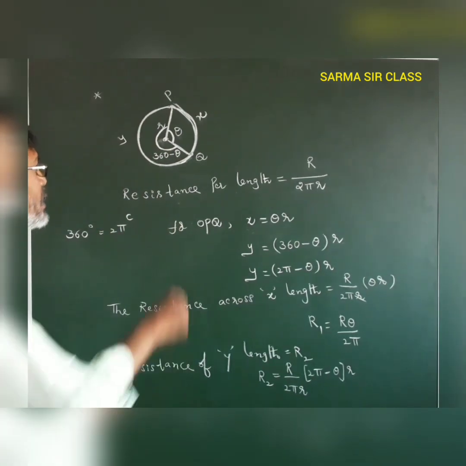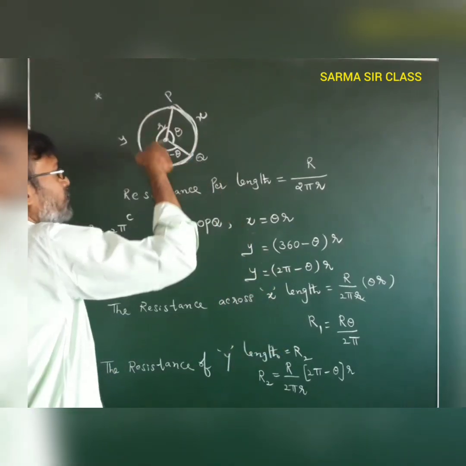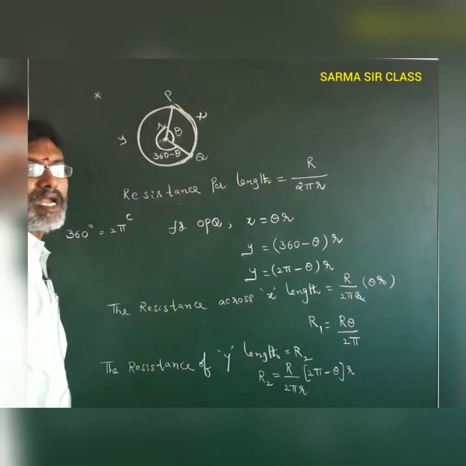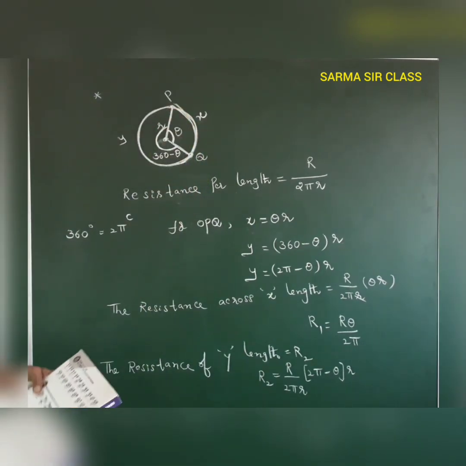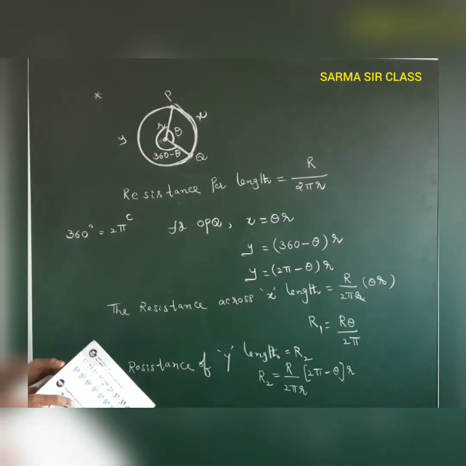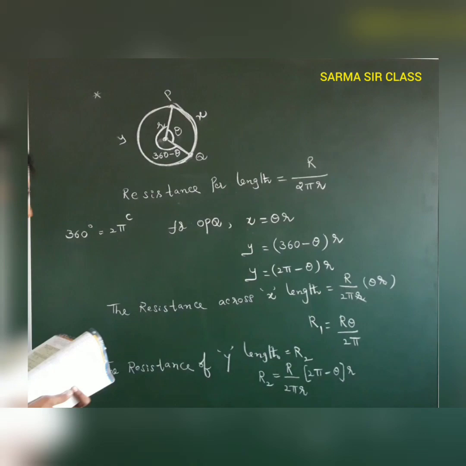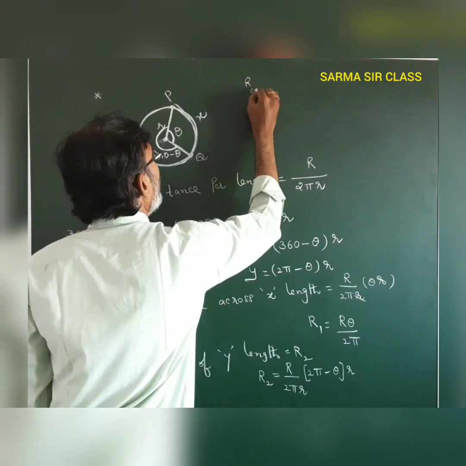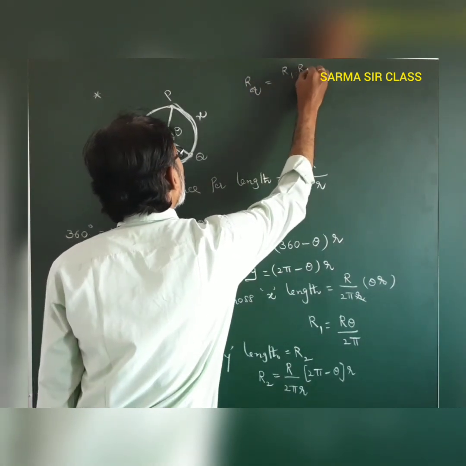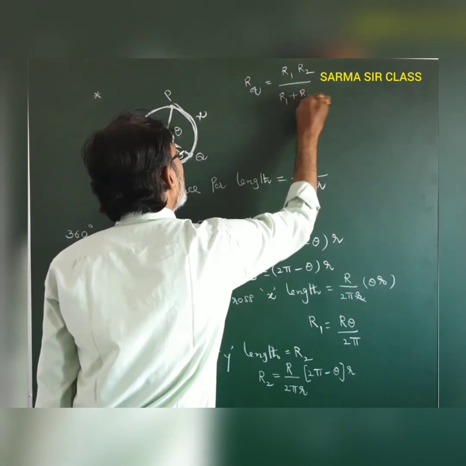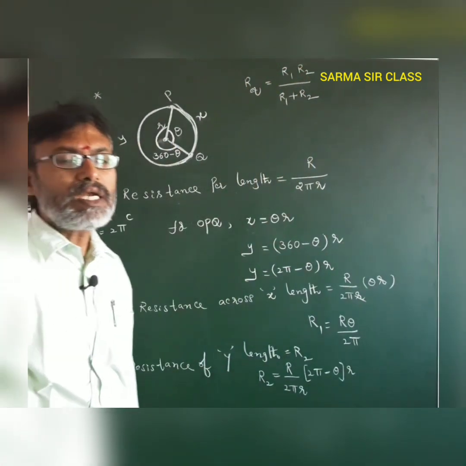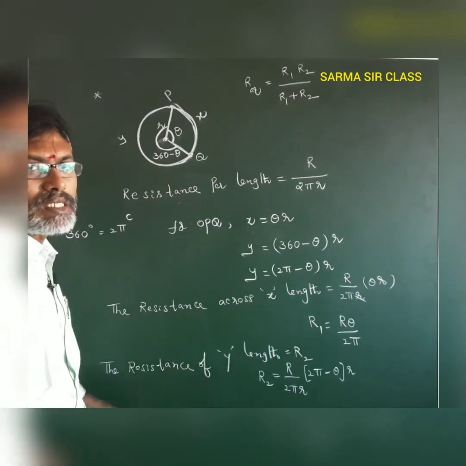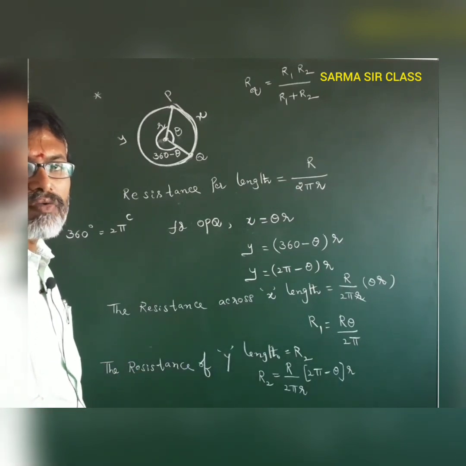So here we are taking the resistance of x length as R1 and the resistance of y length as R2. Now these R1 and R2 we are taking in a parallel combination. So if you consider the parallel combination of the two resistors, what is the formula? R equivalent is equal to R1 R2 by R1 plus R2. This formula we also write as 1 by R equivalent is equal to 1 by R1 plus 1 by R2. If you solve that, you will get R equivalent is equal to R1 R2 by R1 plus R2.